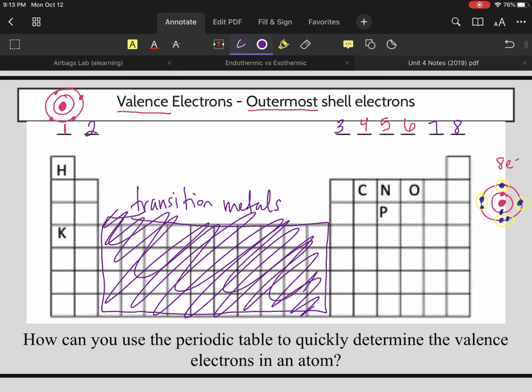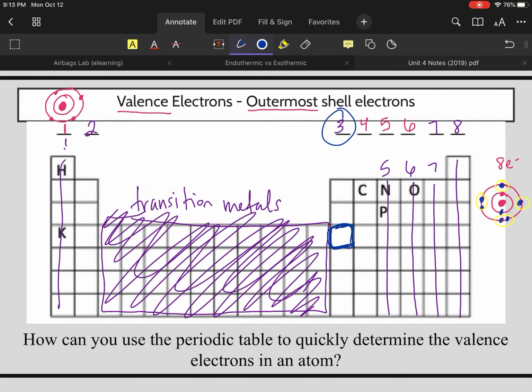Okay, but what this is saying is that everything in this column has 8 valence electrons. Everything in this column has 7. Everything in this column has 6. Everything in this column has 5. Everything in this column has 1. So if I asked you, for example, about this element right here, I don't even know what it is off the top of my head, but I know that it has 3 valence electrons because it's in this column right here.